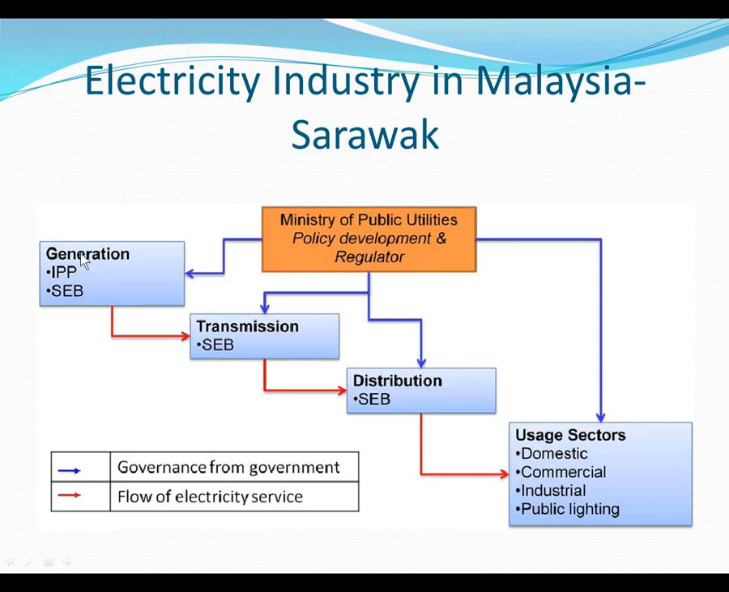For the generation, we also have the independent power producers, and then Sarawak Electricity Berhad. The transmission is controlled by Sarawak Electricity Berhad. For the distribution, it is also controlled by Sarawak Electricity Berhad. And finally, we have loads. Okay, we have domestic, commercial, industrial, public lighting, and so on. Okay, this is the electricity industry in Sarawak.